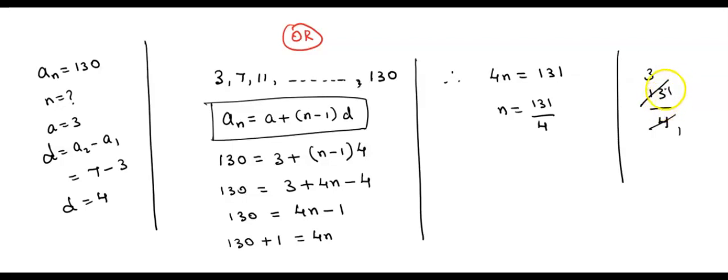It becomes 11. In the 4 table, will you get 11? 4 twos are 8. 4 threes are 12. We don't get it, right? So you can stop here itself.